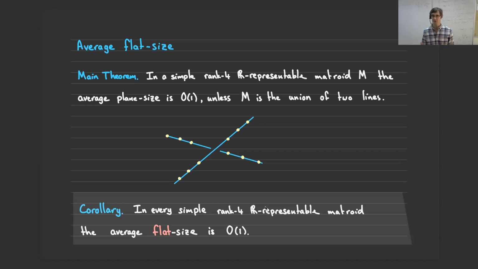But what happens if your matroid is the union of two lines? Well, then you've only got a linear number of planes, but you've got a quadratic number of lines. So there's a lot more lines, and they're all 2-point lines, well, except for those two long ones. A lot of 2-point lines, and they cancel out the effects of the few big planes. So what you end up with is that the average flat size is bounded without any conditions. So for every simple rank 4 real representable matroid, the average flat size is just bounded.